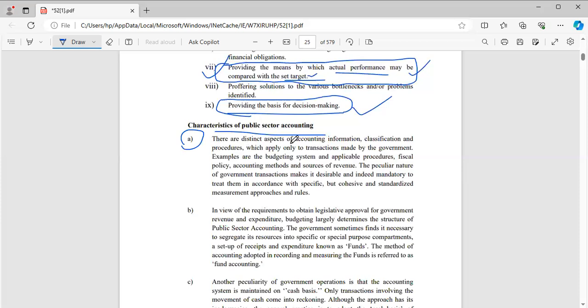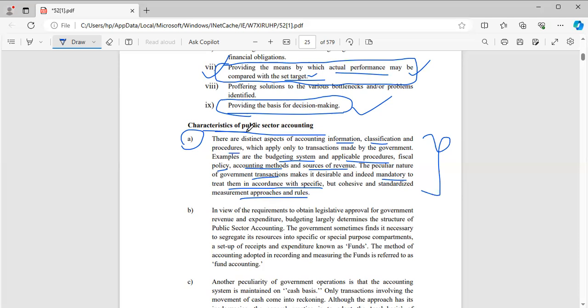He said there are distinct aspects of accounting information, classification, and procedures which apply only to transactions made by the government. Examples are the budgeting system and applicable procedures, fiscal policies, accounting methods, and sources of revenue. The peculiar nature of government transactions makes it desirable and indeed mandatory to treat them in accordance with specific but cohesive and standardized measures, approaches and rules. You don't need to state all these when you are giving characteristics of public sector accounting. This is only available for you to read and understand. You have to put them in your own words.